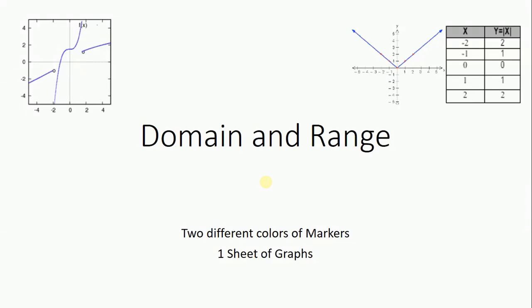So today we're going to start our new unit on special functions. What we're going to first start with though is a very important conversation and something that's going to continue throughout this class, which is domain and range of a continuous or a non-discrete function. You're going to want two different colors of markers or two different pens or something like that, and then a sheet of graphs as well.